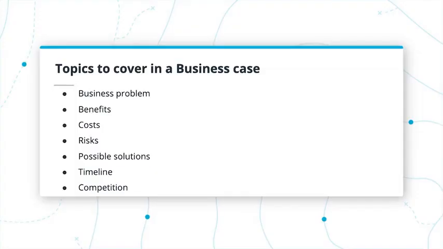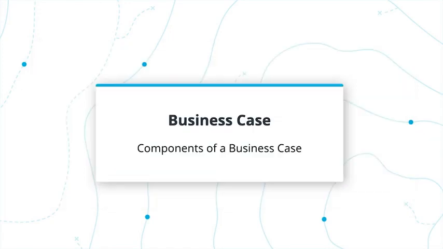Does it make sense? In order to help executives make this decision, these are the types of things you'll want to make sure are in the business case. You'll want to clearly outline the business problem, what the benefits are to solving the problem, the associated costs and risks, as well as possible solutions and a timeline. It's also super helpful to provide an overview of what the competition is doing. Now let's walk through how you can structure all of this in your business case document.